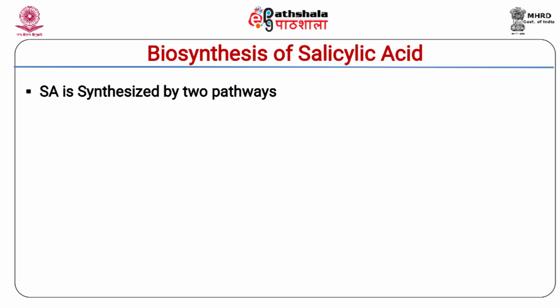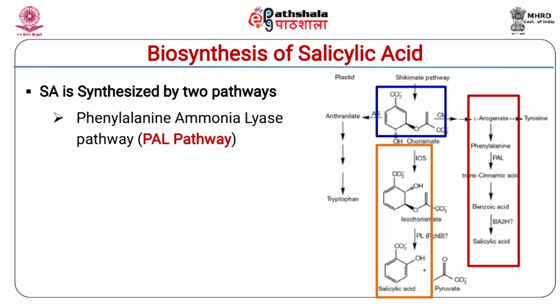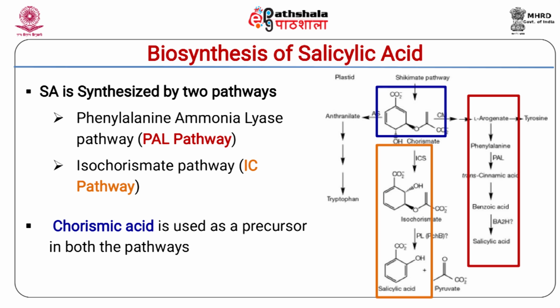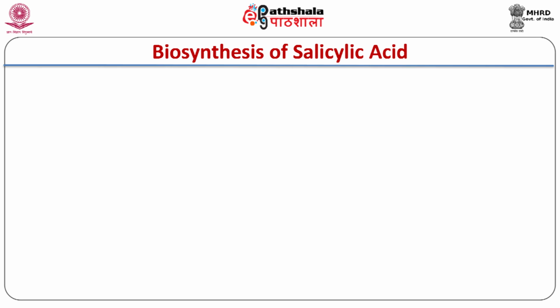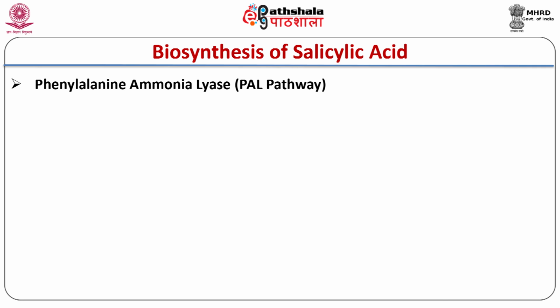Salicylic acid is synthesized in plants via two different pathways: the phenylalanine ammonia lyase, that is PAL pathway, and the isochorismate pathway, that is IC pathway. Chorismic acid, the end product of the shikimic acid pathway, is the main precursor of both PAL and IC pathways. First, I will talk about the PAL pathway.